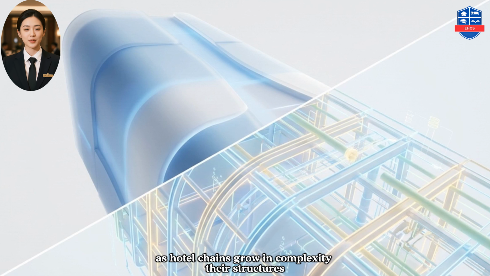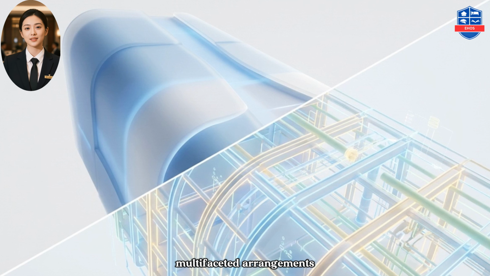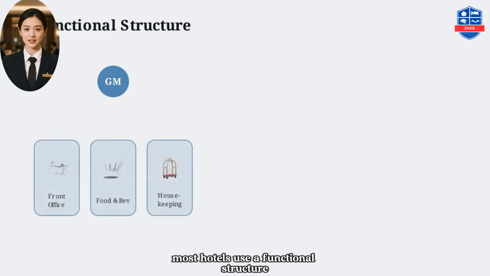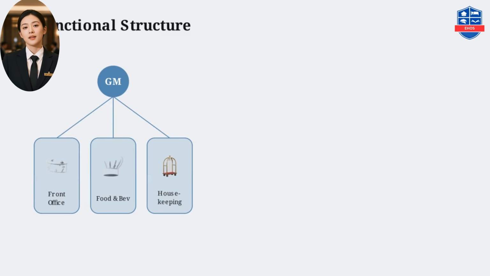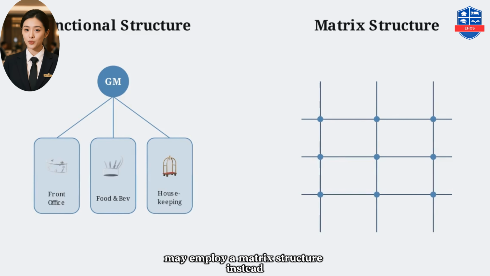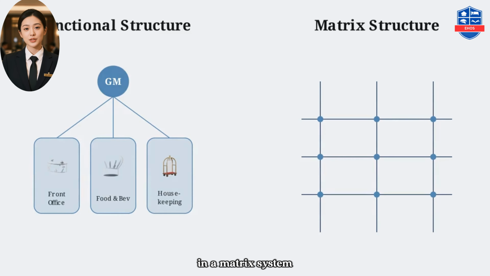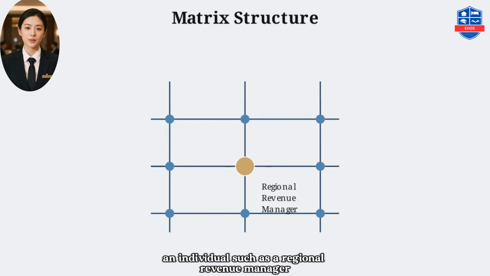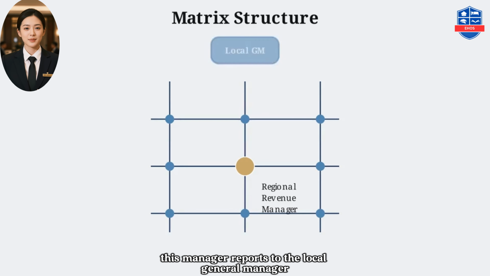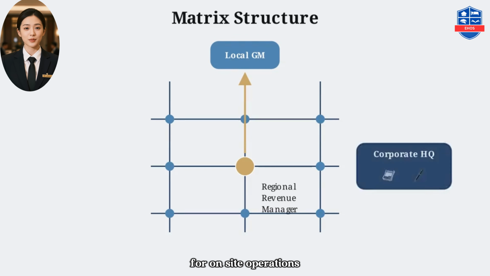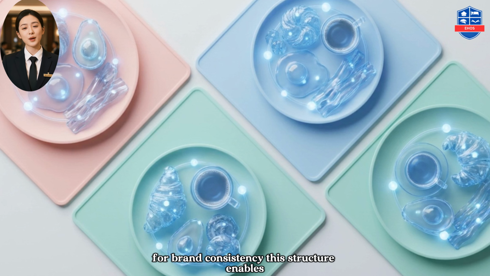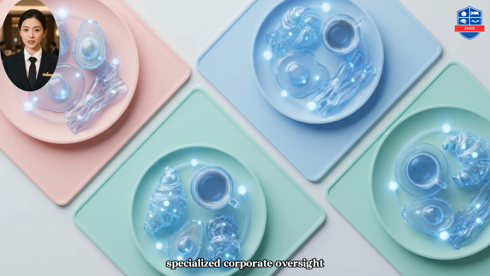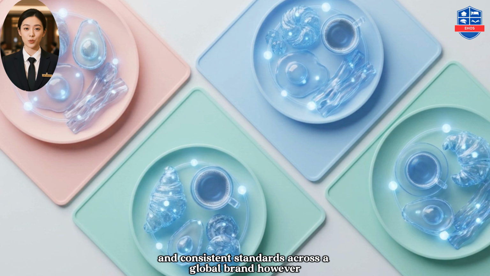As hotel chains grow in complexity, their structures evolve from simple vertical lines into specialized, multifaceted arrangements. Most hotels use a functional structure, where each department acts as an independent organ with its own concentrated expertise. Very large hotels or international chains may employ a matrix structure instead. In a matrix system, an individual, such as a regional revenue manager, might have more than one boss. This manager reports to the local general manager for on-site operations, while also reporting to a corporate director at headquarters for brand consistency. This structure enables specialized corporate oversight and consistent standards across a global brand.